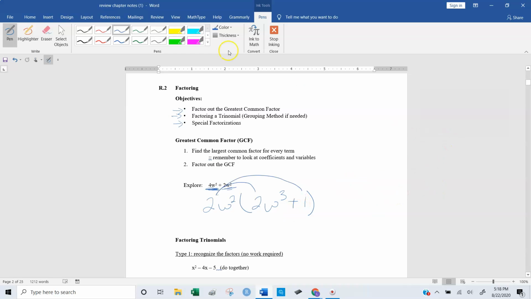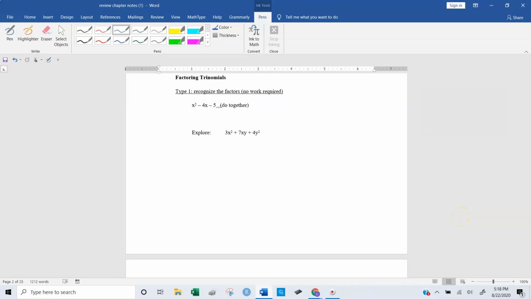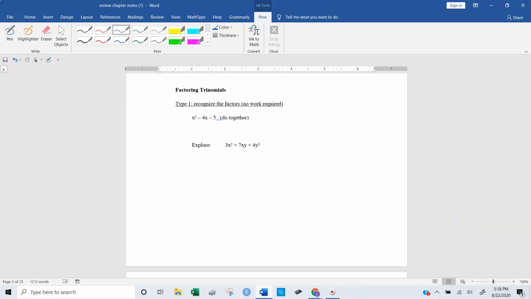All right, factoring trinomials. Let's see what you remember. Some of these are fairly simple. Some of them are a little more complicated. So we'll see what you all have.